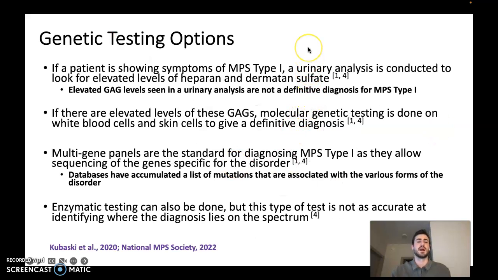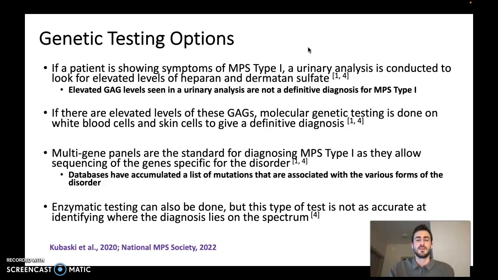So the genetic testing options that are available for patients presumed to have MPS type 1. It's kind of interesting. They like to start out with a urinary analysis to look for those elevated levels of heparan and dermatan sulfate. And if the urinary analysis shows this, it still is not a definitive diagnosis for MPS type 1. There are other disorders that are associated with glycosaminoglycan buildup.